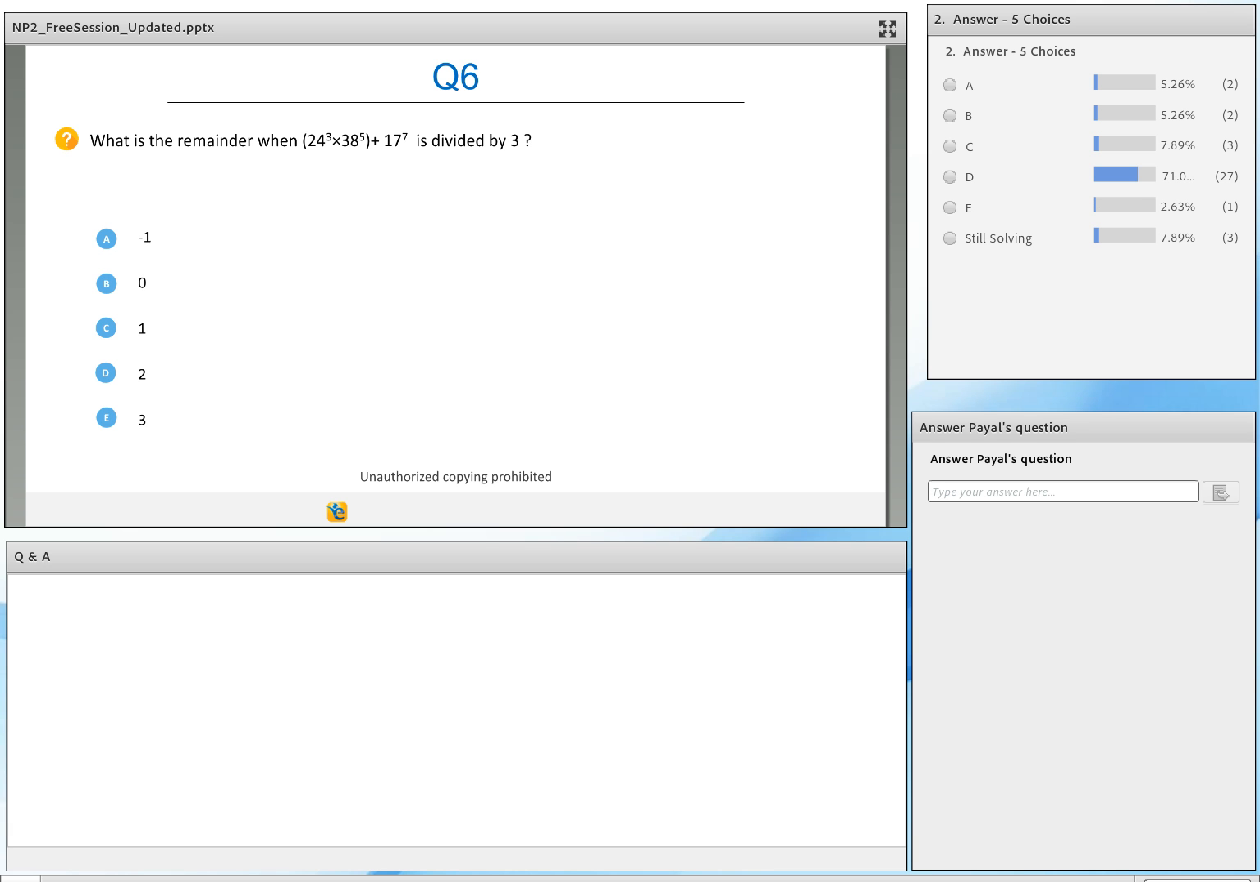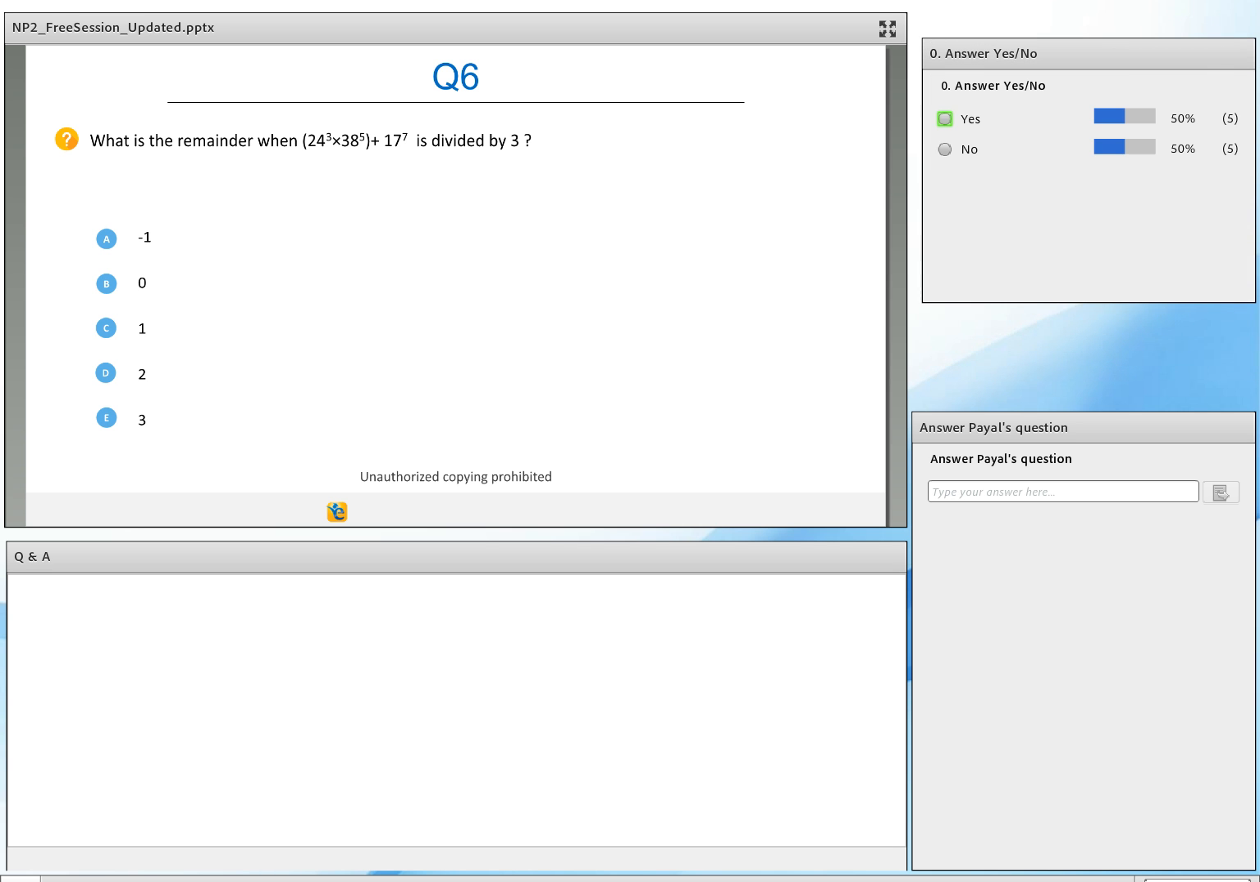Okay, so the correct answer is choice D, so good. How many of you were able to apply the negative remainder concept here? Okay, let's solve this then. So what I'm doing is I'm splitting this up, right? I know that the remainders can be added and multiplied, right? But I also know that the remainder for this entire term is 0. So what I really have to figure out is what is the remainder when 17 raised to the power 17 is divided by 3, okay?